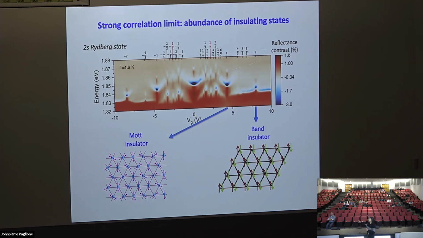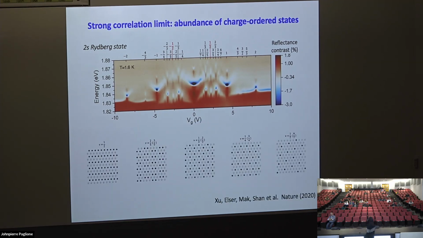Right? And then in between, you have many of those, and they actually occur not randomly, they occur at some rational fractional fillings, like 1/3, 2/3, this and that. Okay, so I'm just going to show them here. So those are 1/2, 2/3, 1/3, 1/5, 2/5, and many more. So our collaborator did Monte Carlo, and those are the stable ground states matching those states.